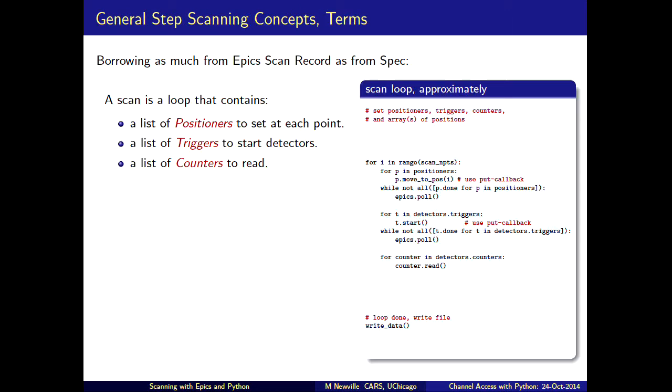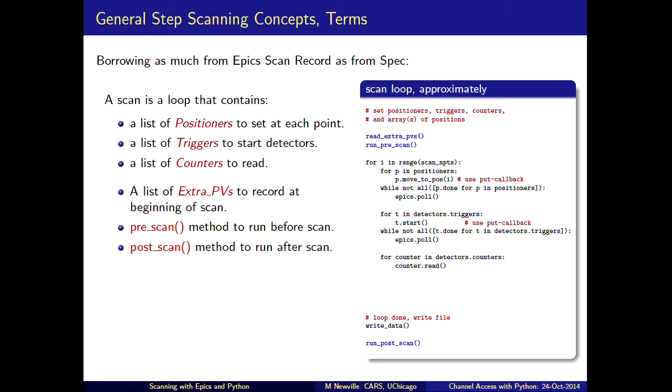So to do this, again, this borrows much from the EPICS scan record. There's positioners, triggers, and counters, and you can set those all up individually. You can also set up a detector, which encompasses a trigger and a set of counters. You can also record extra PVs, which is like the scan record. You can tell it at the beginning of each scan, here's ring current and so on that you want to record. And there are methods that you can overwrite or define for what to do before and after the scan.